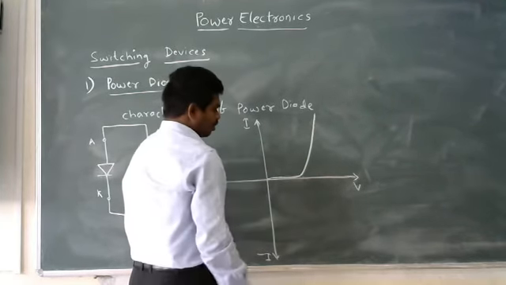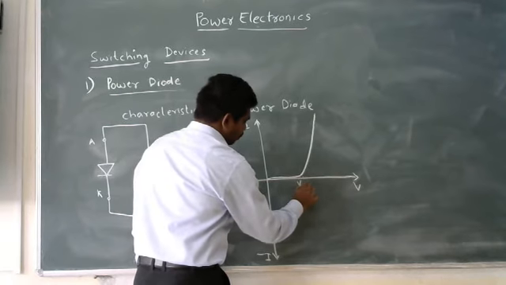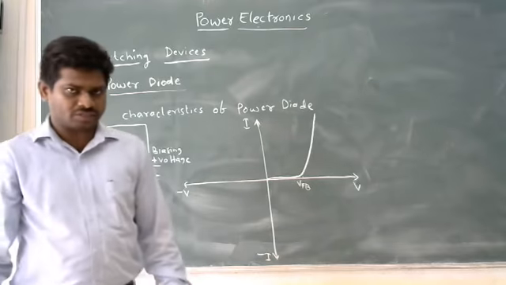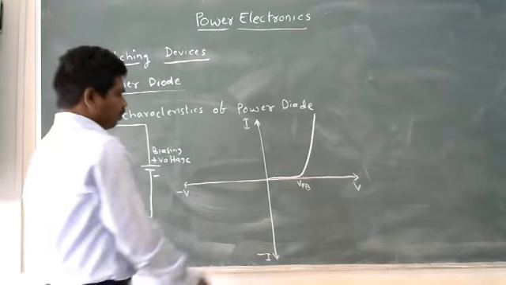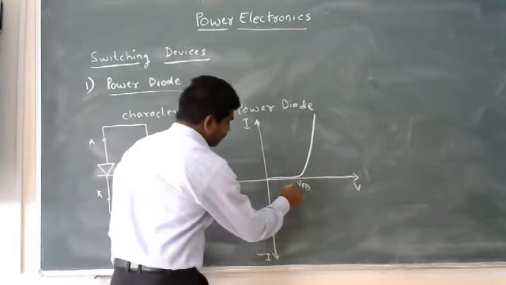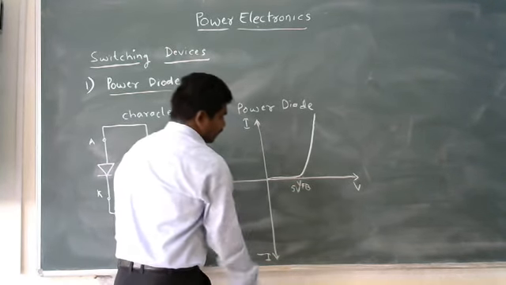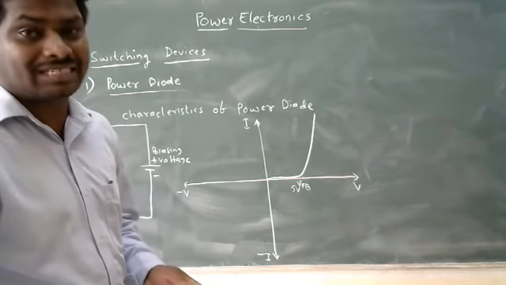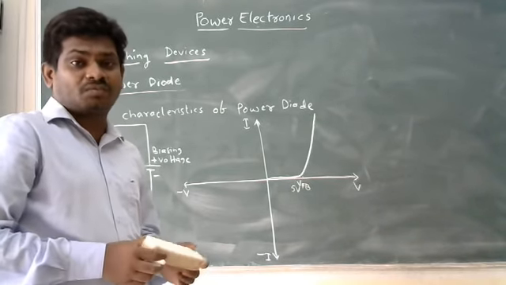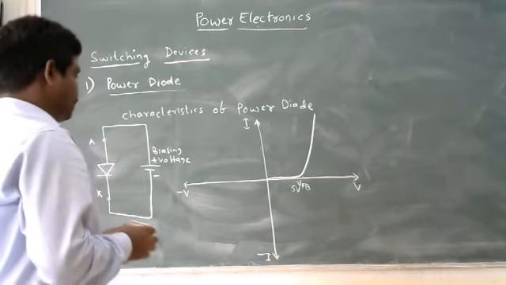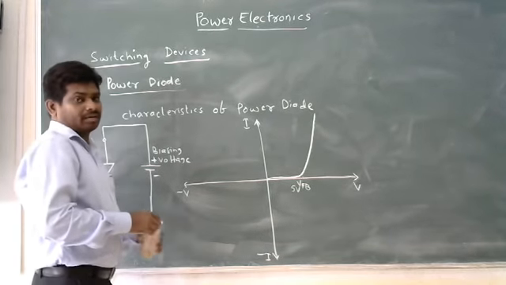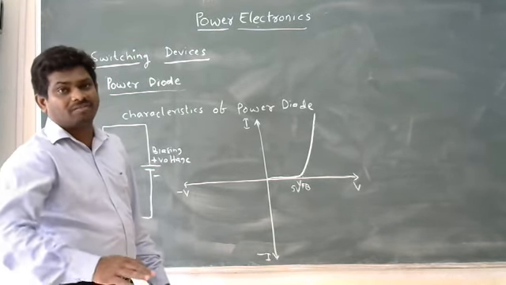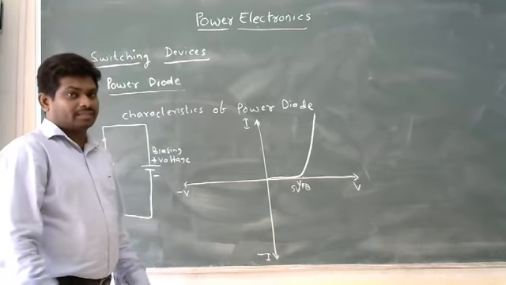This point is called the forward breakover voltage. For the power diode it is around 5 volt to 6 volt. When you look at the normal diode, it is around 0.6 volt for silicon and 0.7 for germanium, like 0.5 to 0.7, meaning less than 1 volt will be the drop voltage across the normal diode.